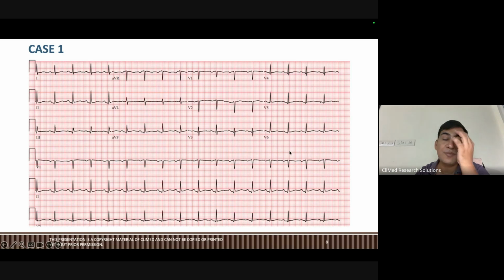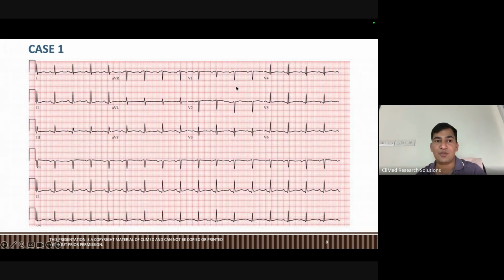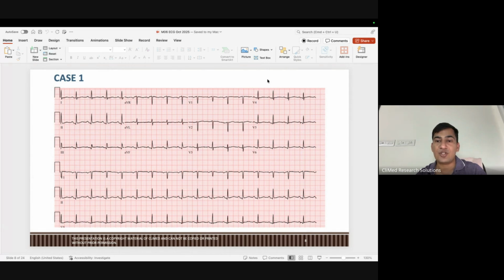So it is simple sinus tachycardia. Okay, sinus tachycardia with a heart rate of 110. But other than this, there is another question, guys. I will come to the second case, but there is another question for all of you.